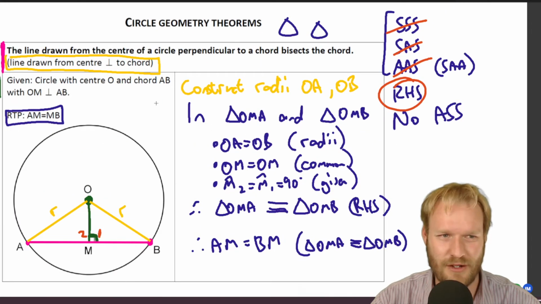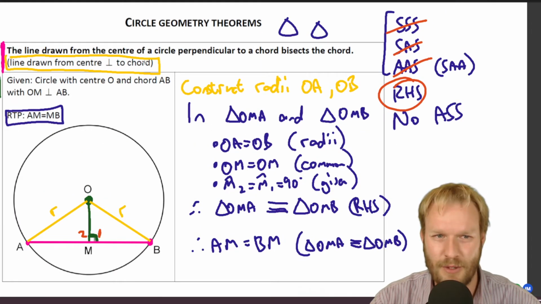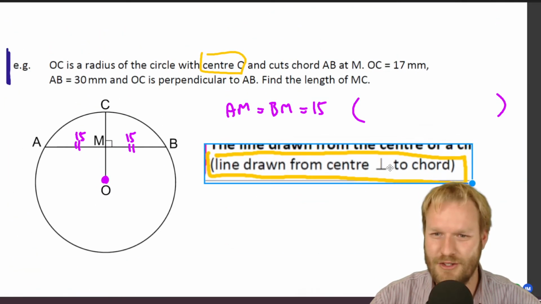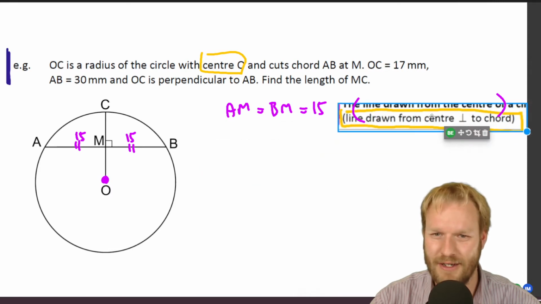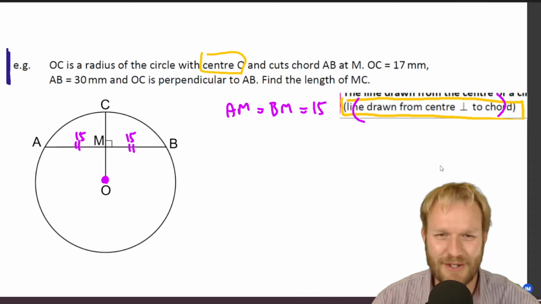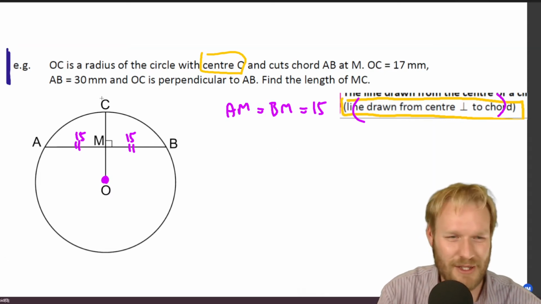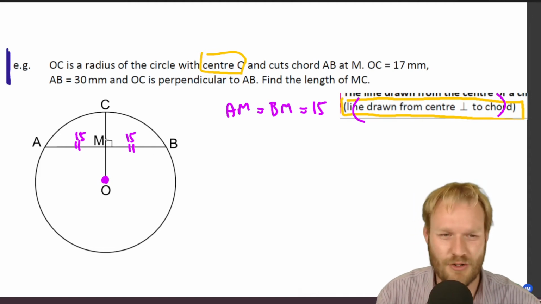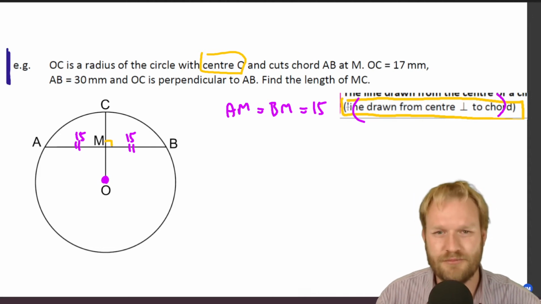Okay, so we used this idea, right? This very first one: line drawn from center, perpendicular to chord. So I sometimes wish that you just had a whole lot of stamps, and you could just pick from that and go, okay, I'm just going to stick that reason in over there, because it's a pain to keep writing them all down. But anyway, I'm going to cheat and do that. But you need to write line from center perpendicular to chord, because you were given it's perpendicular.